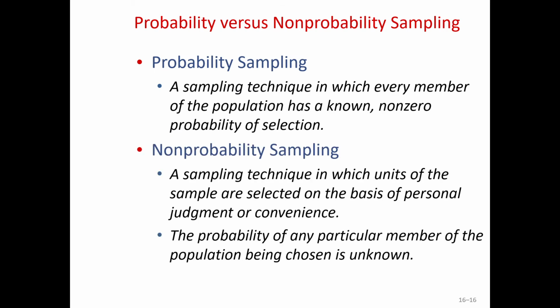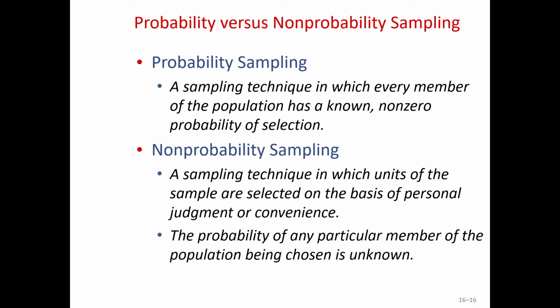Probability and non-probability sampling. In probability sampling, every element of the population has a known non-zero probability of selection. In addition, a probability sample has an element of true randomness in the selection process. The simple random sample, in which each member of the population has an equal probability of being selected, is the best known probability sample.